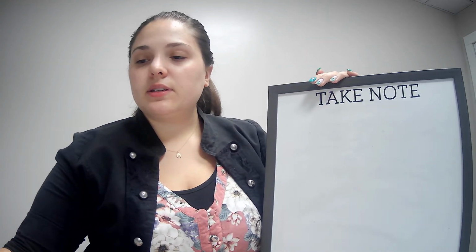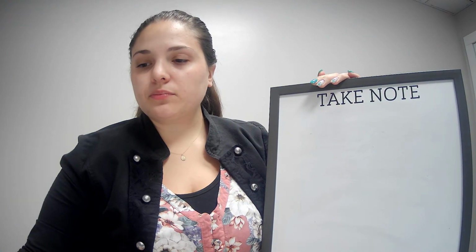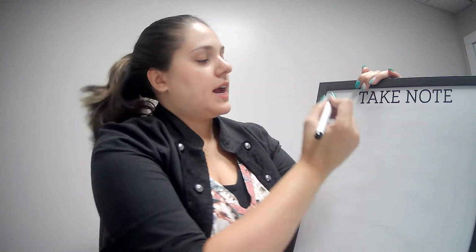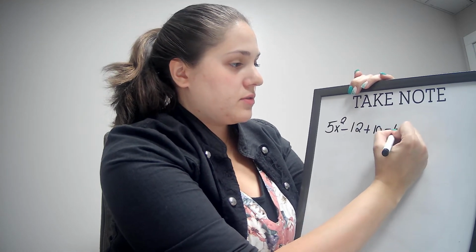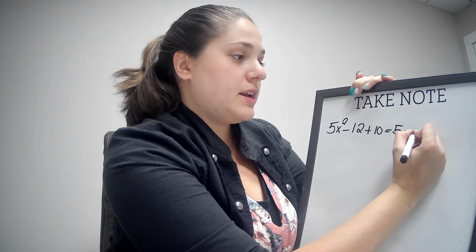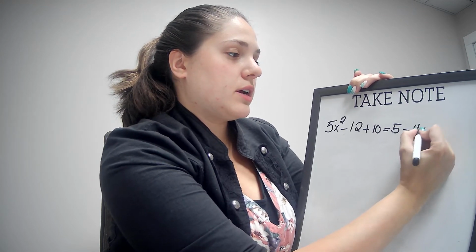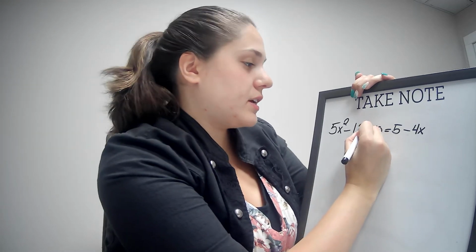All right. Let's say we have 5x squared, that's going to be the first part, minus 12x plus 10 equals 5 minus 4x. Oh, I forgot the x here. Okay.